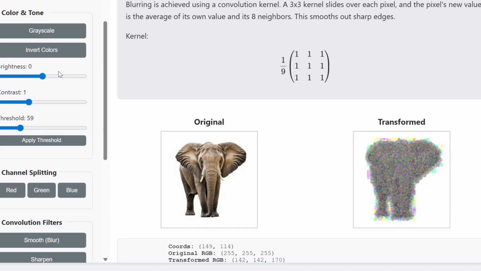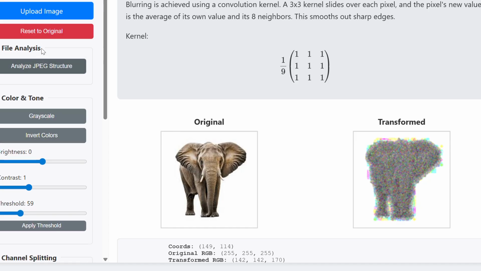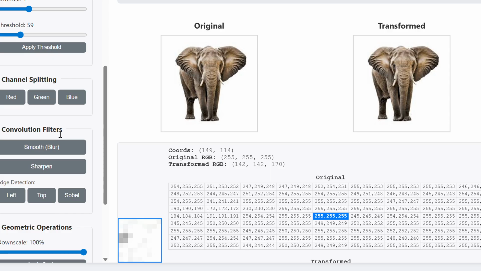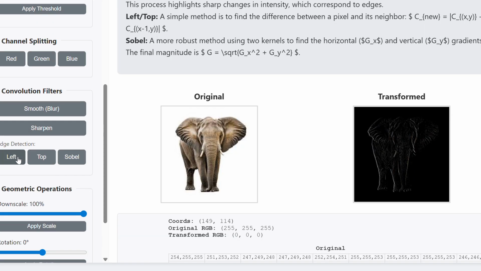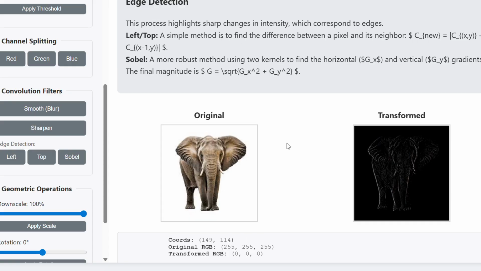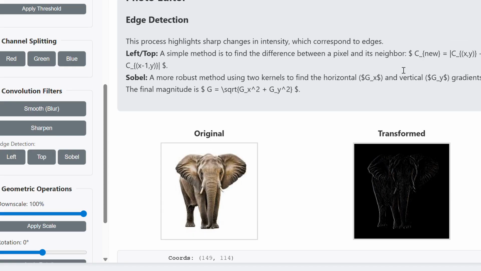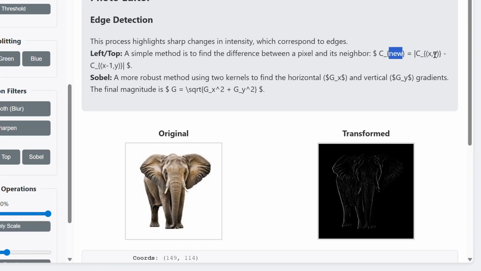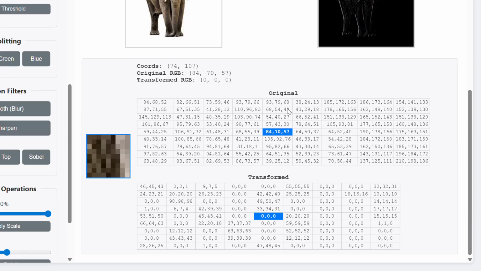Now let's reset this image and go back to left edge. For left edge, you remember, we were moving from the left to the right. So what we are doing is x and y, x minus 1. So the x coordinate, this and this, we are taking the difference. Let's see how the pixel works.